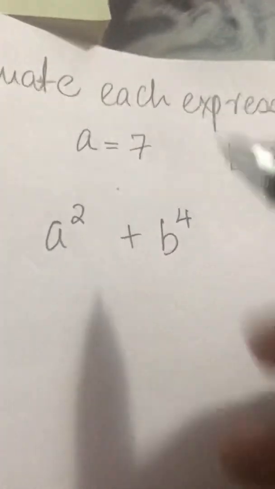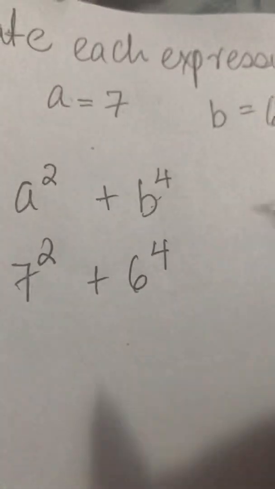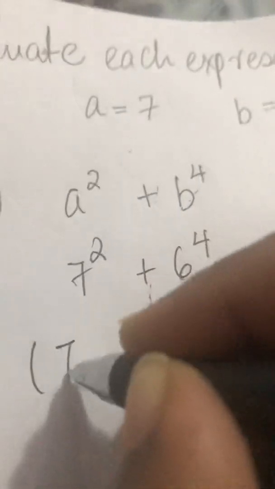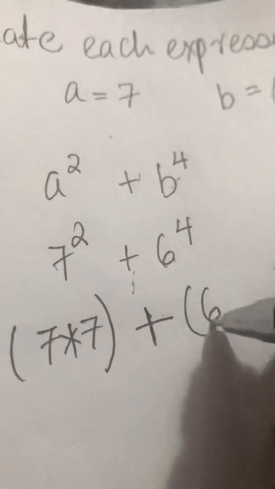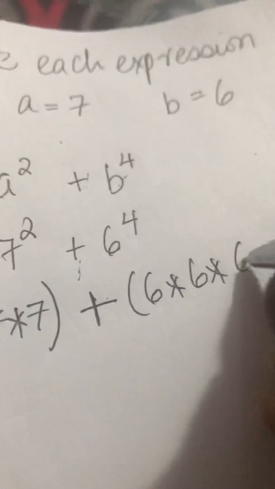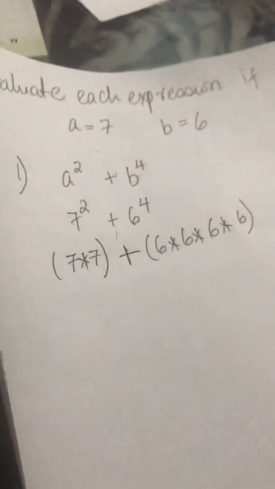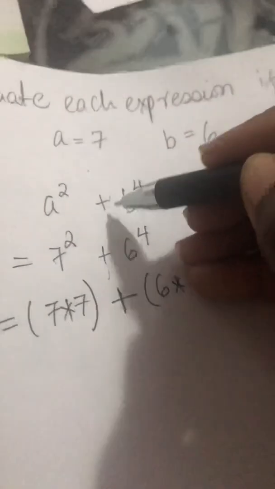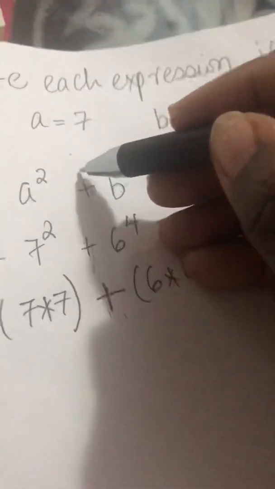Who is A? A is 7. 7 to the 2nd power. Who is B? B is 6. Plus 6 to the 4th power. You see, this is plus. What does this mean? This means 7 times 7 plus 6 times 6 times 6 times 6. You read incorrectly, that is your problem. You cannot read incorrectly. You see plus, you write it over there. Okay? So you don't forget.